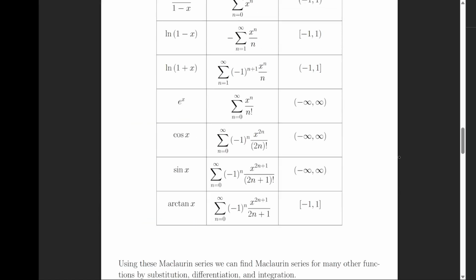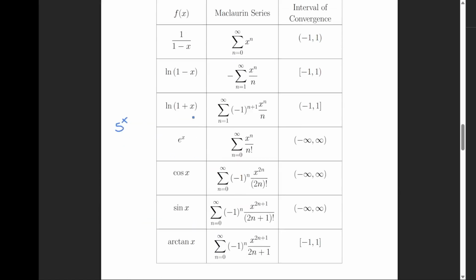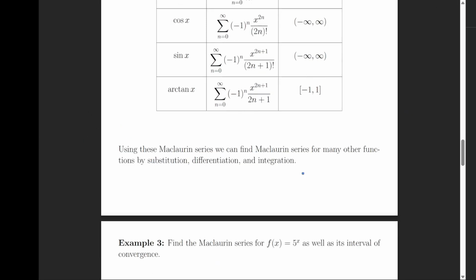So 5 to the x, right? I'm going to give you a second to think about what looks like this. Which Maclaurin series should we use, okay? 5, 4, 3, 2, 1. If you said this one right here, you would be correct, okay? That's the series we're going to be using, because it looks similar, right?